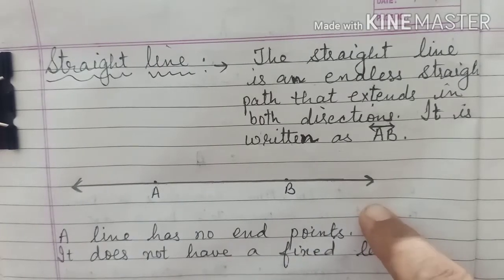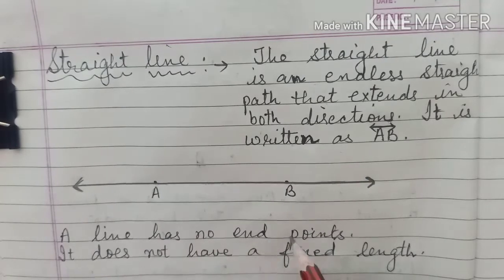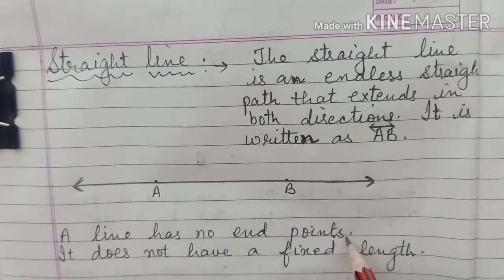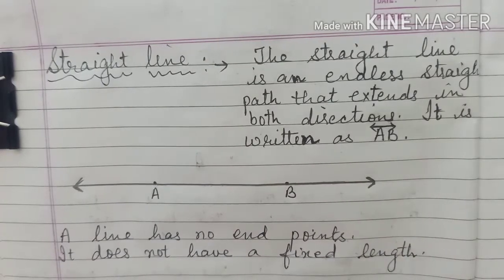Okay, what are the next important points of a straight line? A line has no end points. Here there is no end point, okay? It does not have a fixed length. Here there is also no fixed length.